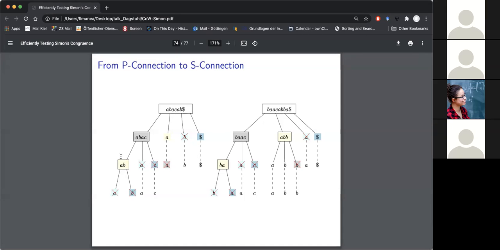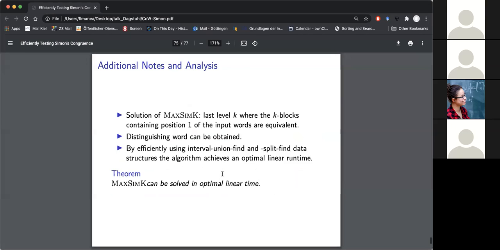So you see here this yellow node and this yellow node are still connected. So basically the answer to our optimization problem will be k equals 2. The solution is the last level k where the k blocks containing position 1 of the input are equivalent. This gives us a way to solve maxim k. The distinguishing word can also be obtained.